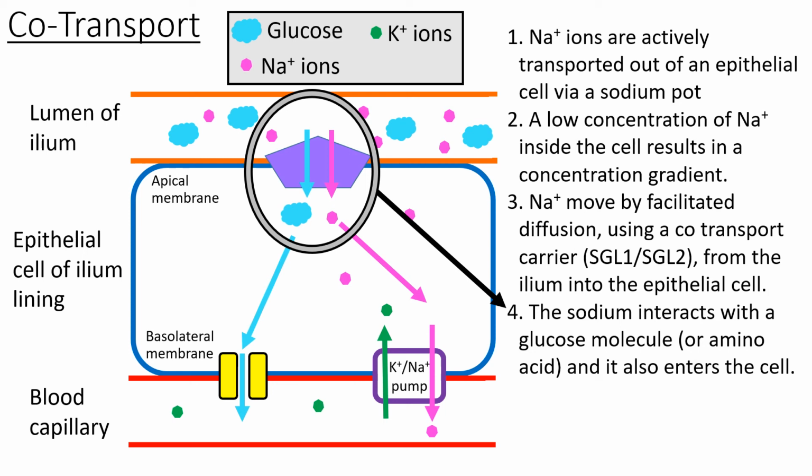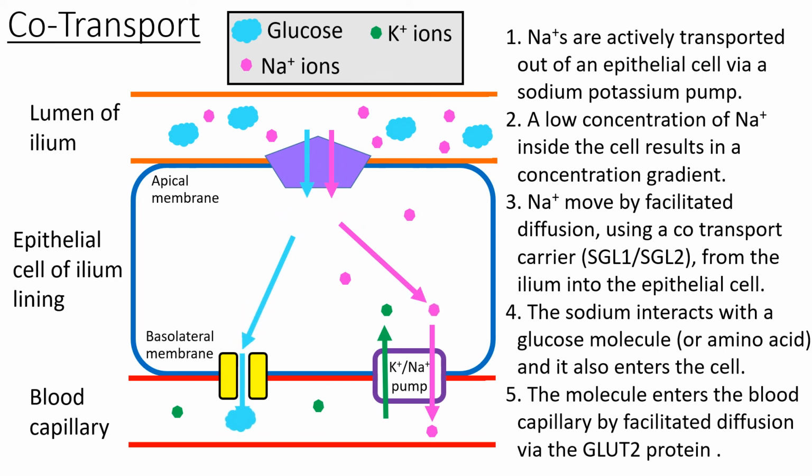As they move across, we are increasing the concentration of glucose inside the epithelial cell, and we're increasing the concentration of sodium. Once again, the sodium will be pumped out, whereas the glucose can move through another protein and it will diffuse out into the blood capillary. But because the diffusion requires a protein to be present, we refer to that as facilitated diffusion.